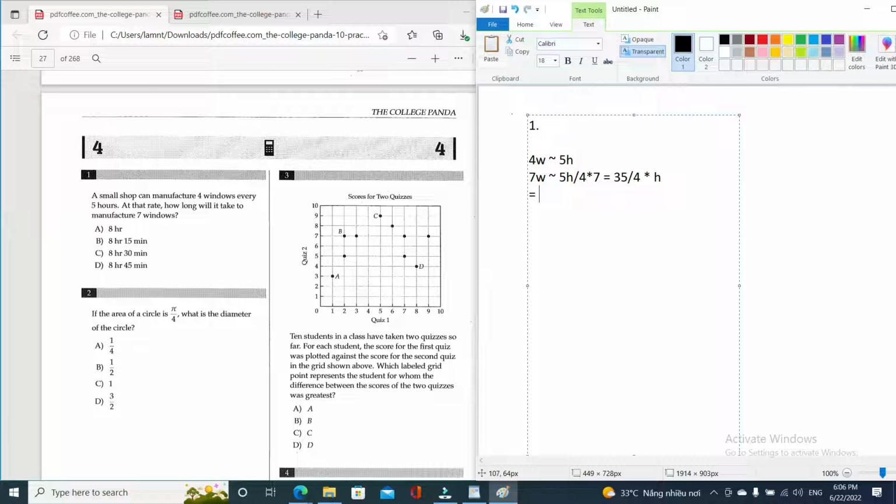That's actually 8 hours plus 3 over 4 hours, because 8 times 4 is 32, and 32 plus 3 is 35 hours. So it's 8 hours 45 minutes. So I think it's D. Question 1 is D. Okay. Number 2.